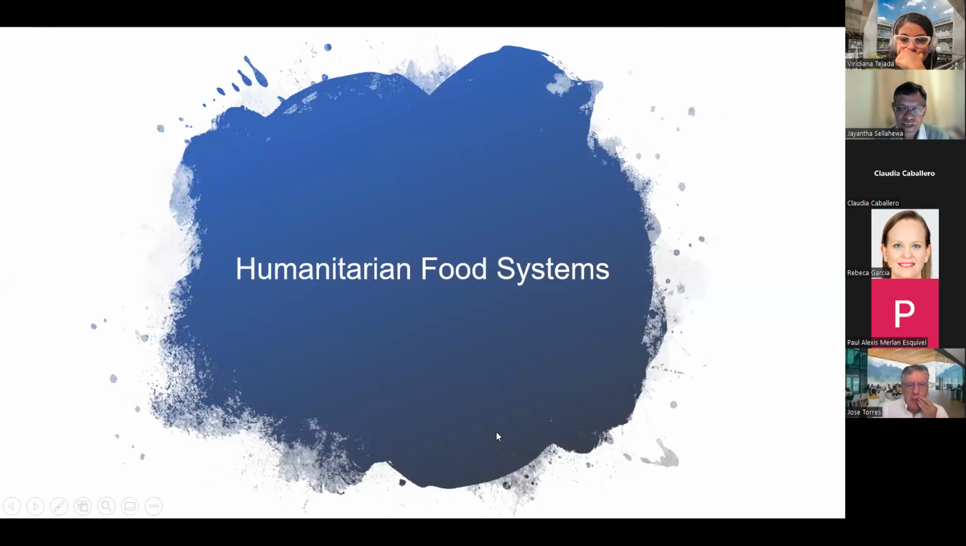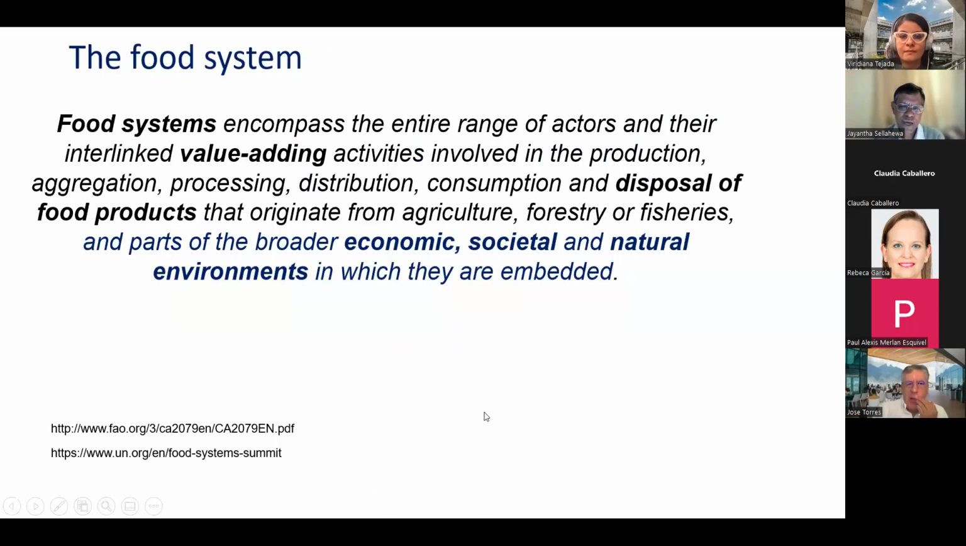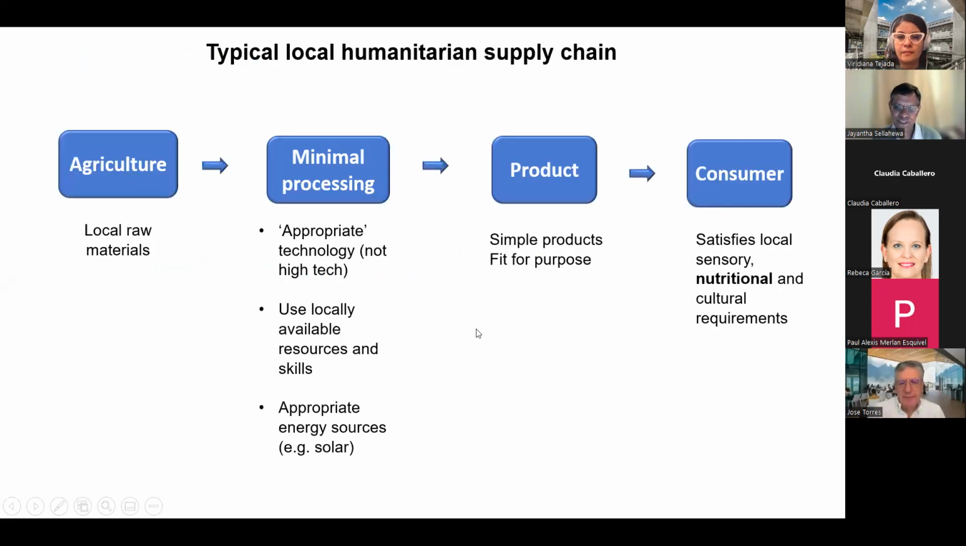Now, very briefly about humanitarian food systems. As you know, these days we tend to use the word food system rather than a food value chain or food supply chain, because the value addition happens from left to right. Traditionally we think about the raw material processing, which is the value addition, and then the consumer. But now we link it with the economy, with the society, with the environment. That is why we refer to this as a food system.